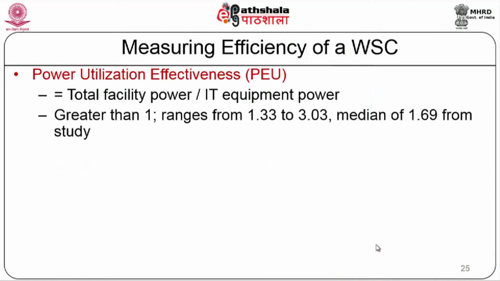In order to measure the efficiency of a WSC, we normally use a term called power utilization effectiveness, or PUE, which is defined as the total facility power divided by the IT equipment power. This obviously is greater than 1, because a lot of power goes into creating the facility rather than supplying it to the servers. It ranges from 1.33 to 3.33. A study indicates that the median is normally 1.69.